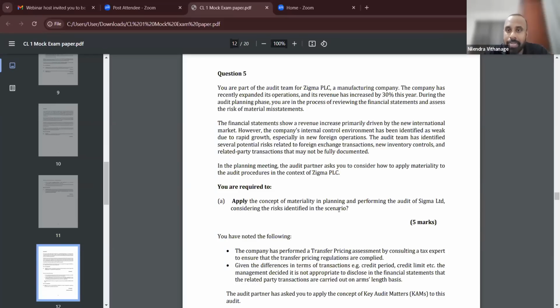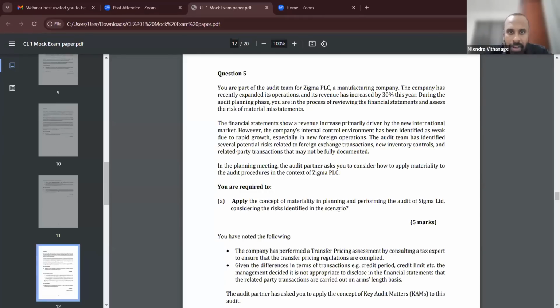However, the company's internal control environment has been identified as weak due to rapid growth, especially in the new foreign operation. Controls are weak. Controls are inaccurate. So that means you have to go for substantive detailed testing. You have to test assertions.